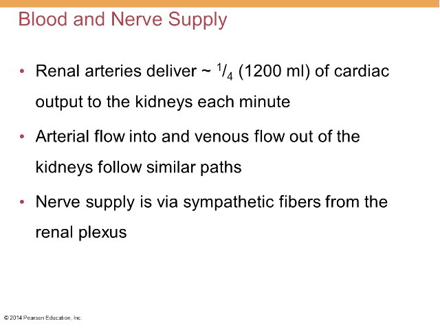Now, the blood supply is delivered via the renal arteries, and they deliver about 1/4 of cardiac output, or 1,200 mLs, to the kidneys each minute. So 1/4 of what comes out of the heart each minute, remember that what comes out is from the left ventricle, because it's going to the system. Whatever comes out of the left ventricle every minute, 1/4 of that will actually feed the kidneys proper. The arterial flow in and the venous flow out of the kidneys follow very similar paths. And the nerve supply is via sympathetic fibers from the renal plexus.